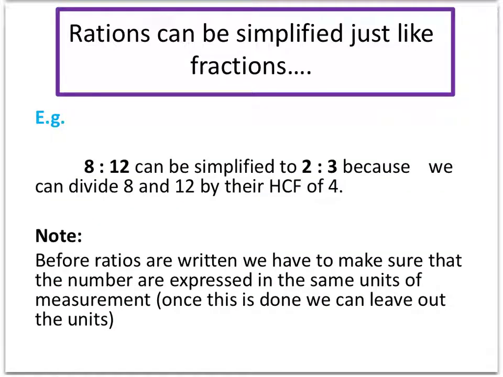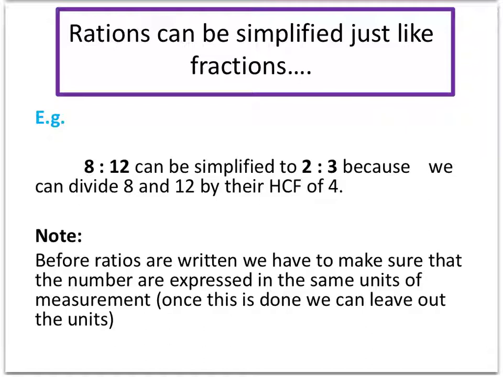When we're looking at ratios, we can simplify them in the same way as we simplify fractions to make them easier to understand. So for example, we could be looking at a ratio of 8 to 12, and we can see that between 8 and 12 there's a highest common factor of 4. So if we divide both sides of the ratio by 4, we'll simplify our ratio to 2 to 3, which is much easier to understand.